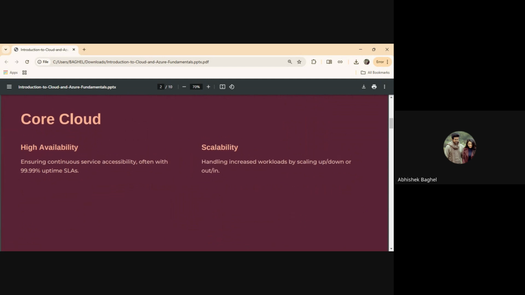The core cloud characteristics: high availability, ensuring continuous service accessibility with 99.99% uptime SLAs. See, high availability means it can be easily accessed from anywhere. So it's available almost everywhere. If you have internet, you have cloud. Simple words, we can understand it like this. Scalability means handling increased workload by scaling up or down. We can scale things up easily. Let's suppose you have to manage your things, you can easily do it with the cloud.